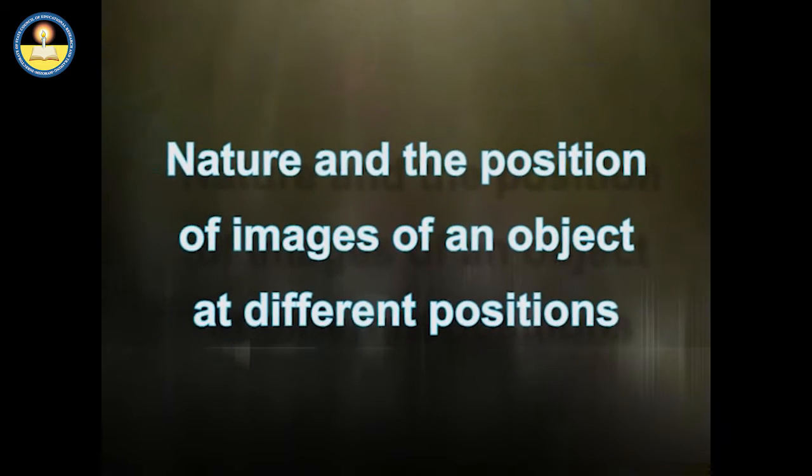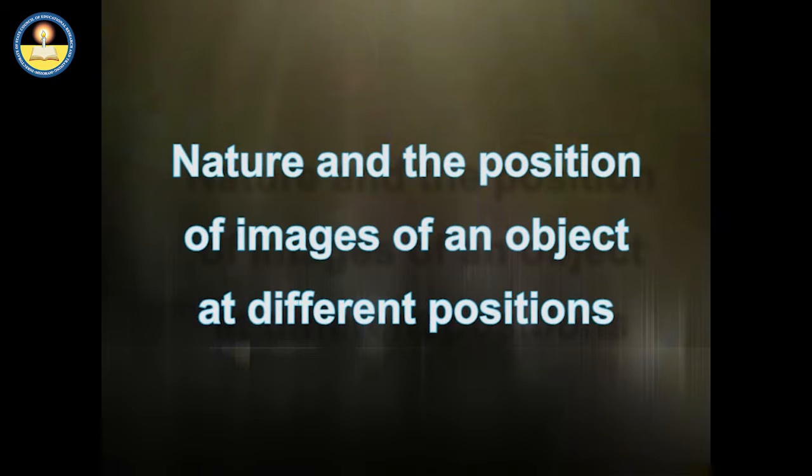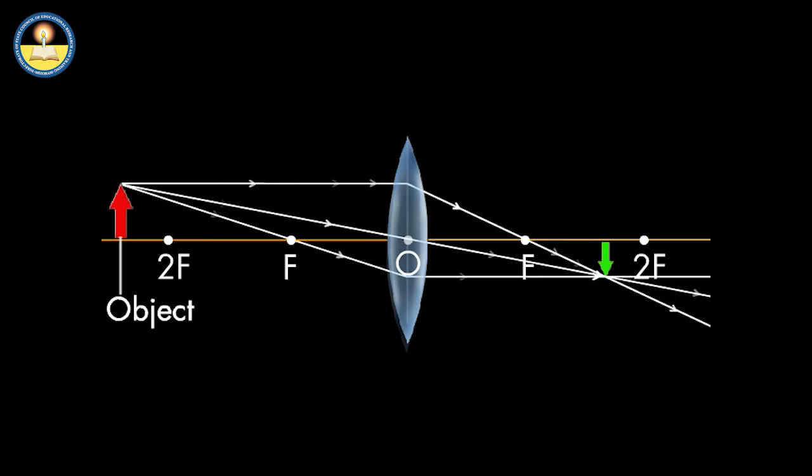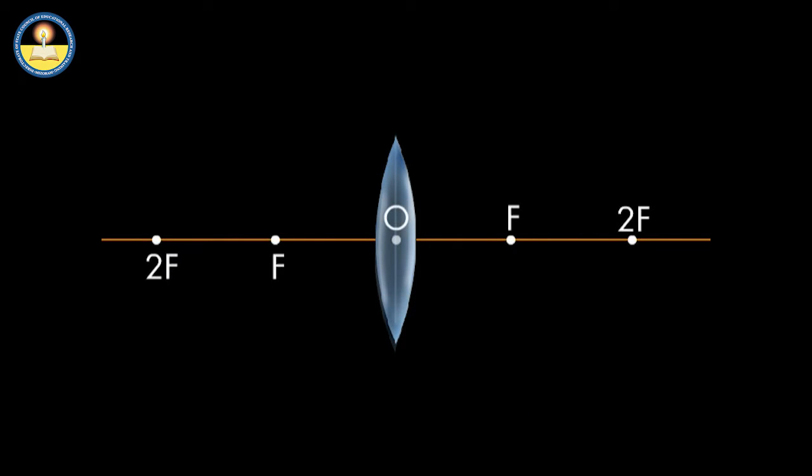Let us see the nature and the position of images of an object at different positions. For a convex lens, as long as the object is placed at a distance more than the focal length of the lens, a real image is obtained on the other side of the lens. When an object is at a very large distance in comparison to the focal length of the lens, the object is treated to be at infinity.